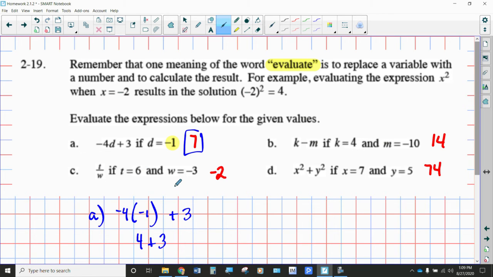Okay, take a look at these answers. If you don't agree with those answers, you can let me know. If you know where you made your mistake, make the correction. If you don't know, let me know, and I'll help you make the correction.